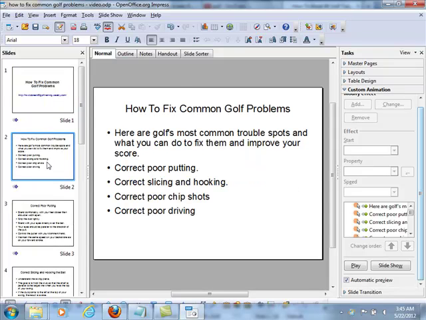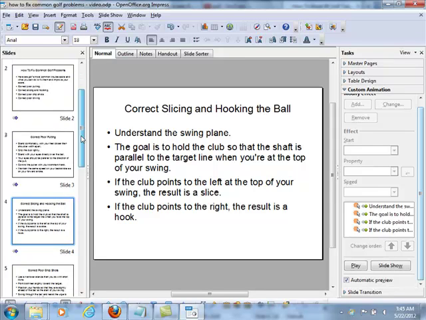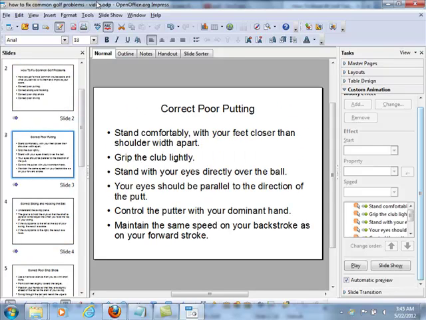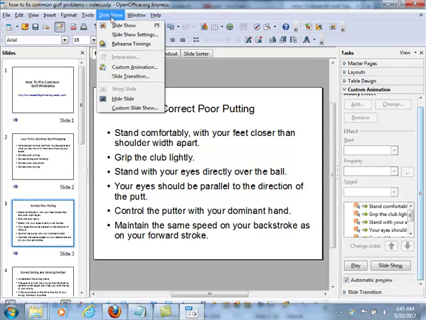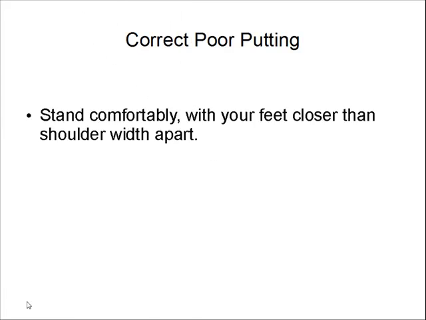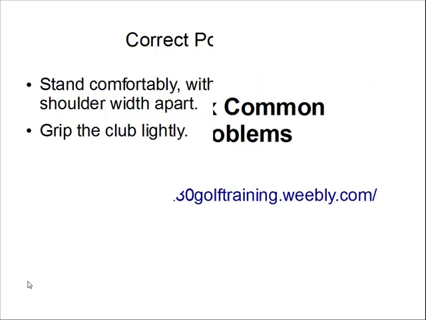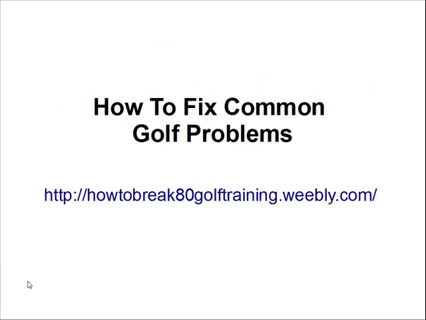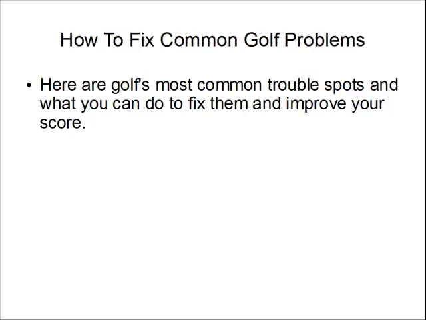So we can just come back over here and browse through here. Correct poor putting. And then the next thing to do, just to kind of do a final run through, up here go to slideshow, click on slideshow. And we're just going to start this over from the beginning. So there's the beginning slide. And then you can just click your mouse to go on to the next one.